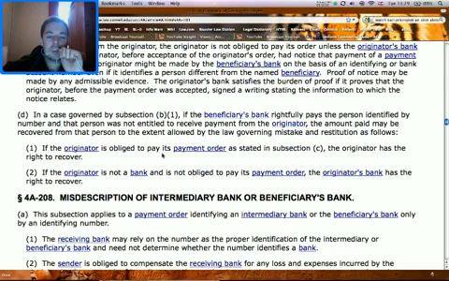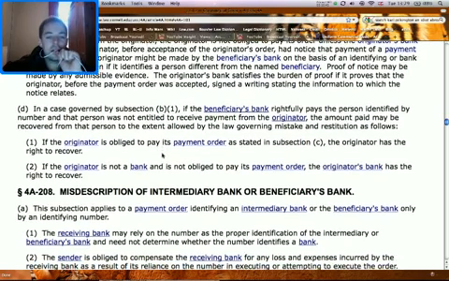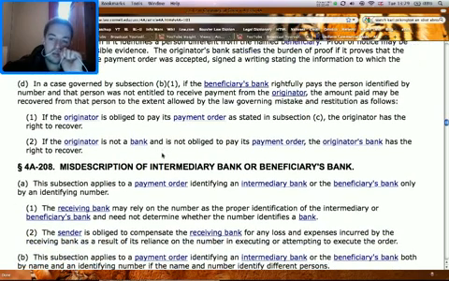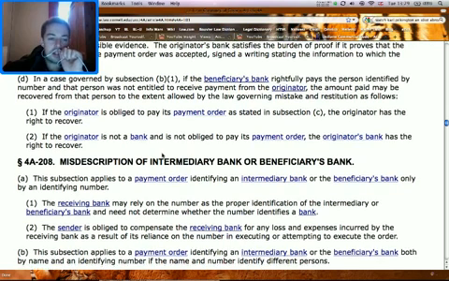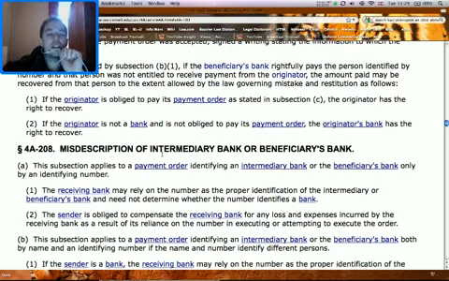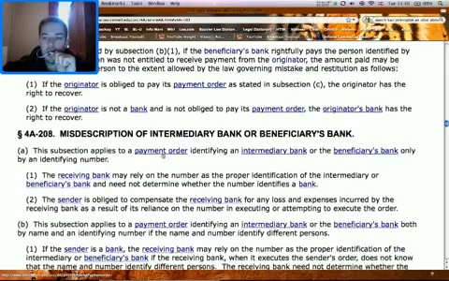In a case governed by subsection B1, if the beneficiary's bank rightfully pays the person identified by the number and that person was not entitled to receive payment from the originator, the amount paid may be recovered from that person to the extent allowed by the law governing mistake and restitution as follows. 1. If the originator is obliged to pay its payment order as stated in subsection C, the originator has the right to recover. 2. If the originator is not a bank and is not obliged to pay its payment order, the originator's bank has the right to recover.